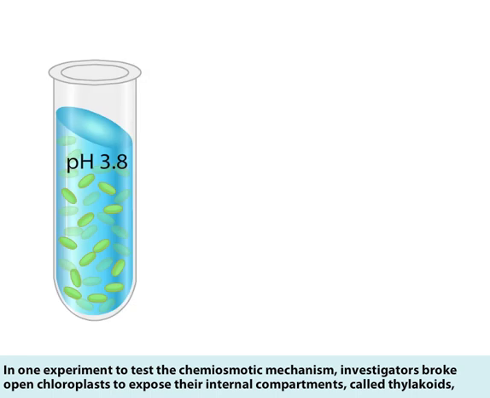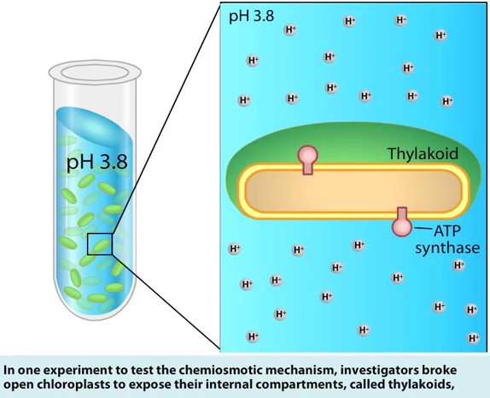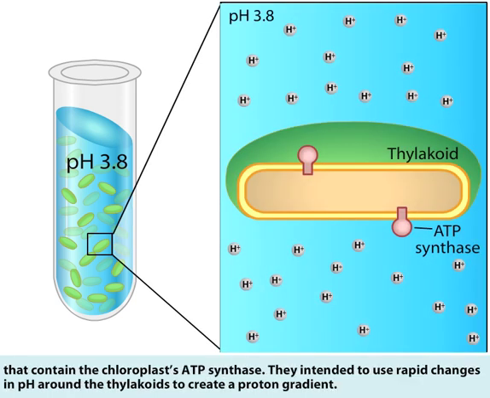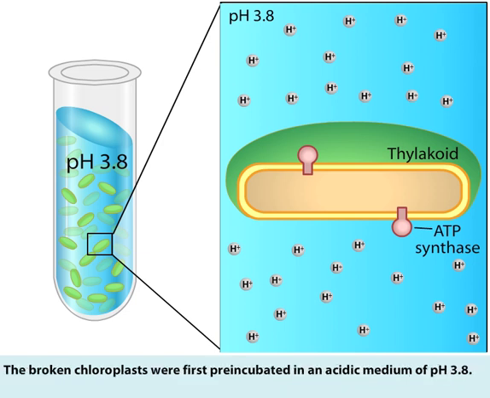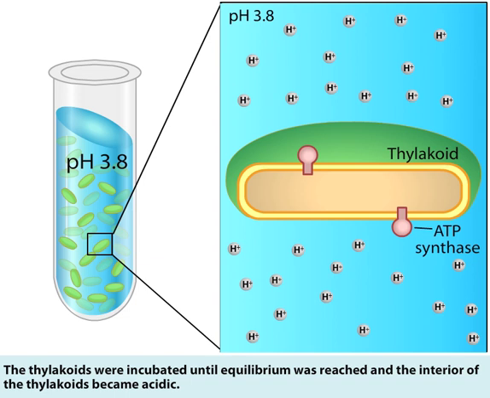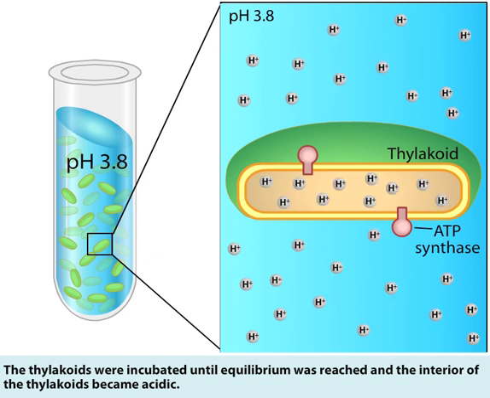In one experiment to test the chemiosmotic mechanism, investigators broke open chloroplasts to expose their internal compartments, called thylakoids, that contain the chloroplast's ATP synthase. They intended to use rapid changes in pH around the thylakoids to create a proton gradient. The broken chloroplasts were first pre-incubated in an acidic medium of pH 3.8. The thylakoids were incubated until equilibrium was reached, and the interior of the thylakoids became acidic.